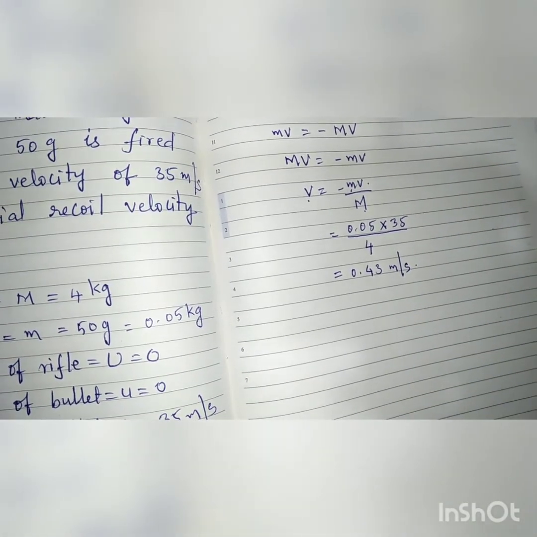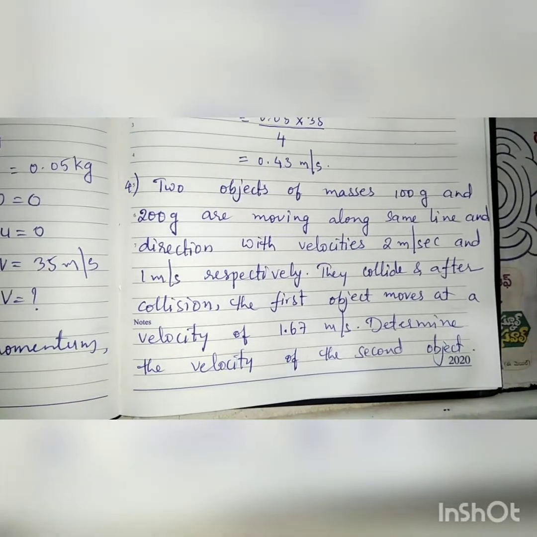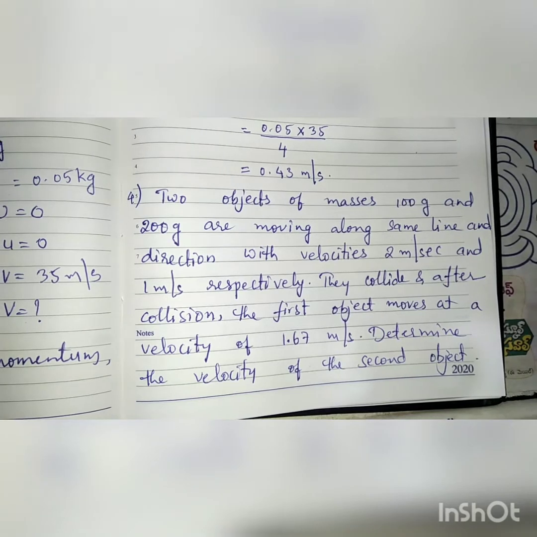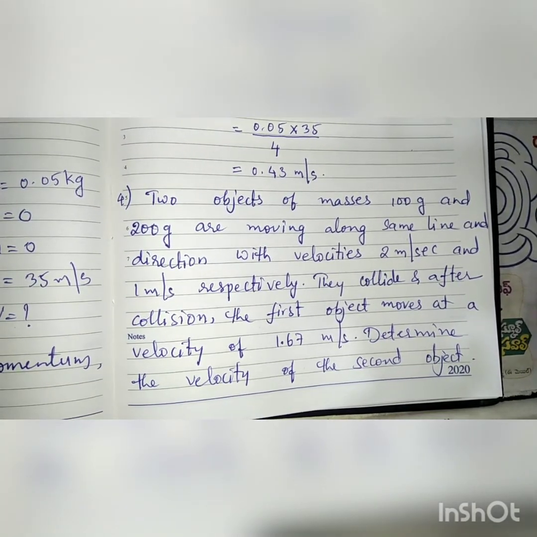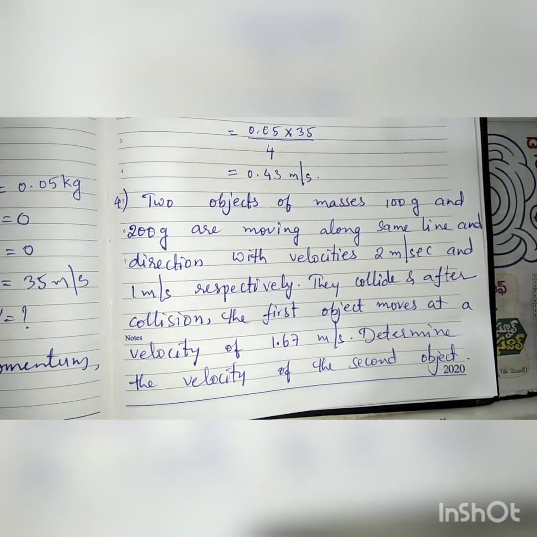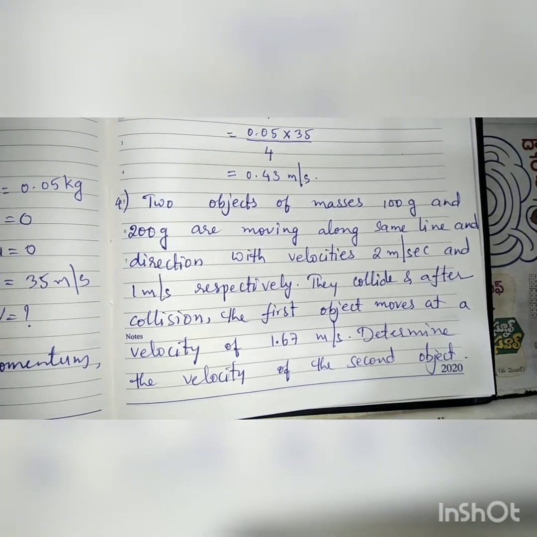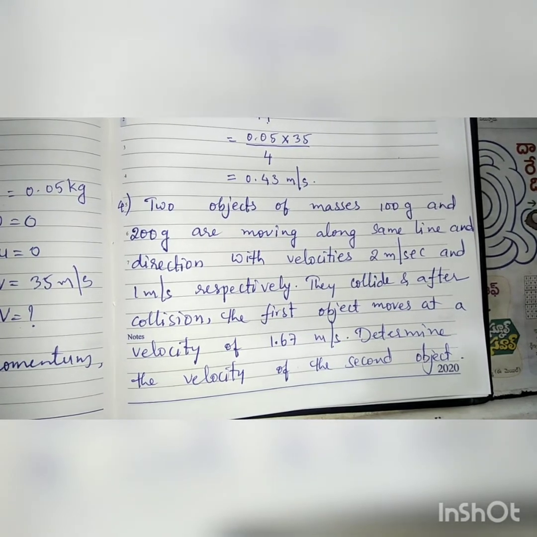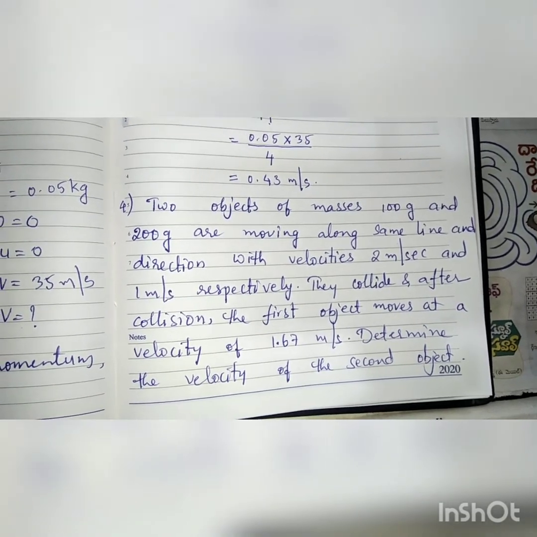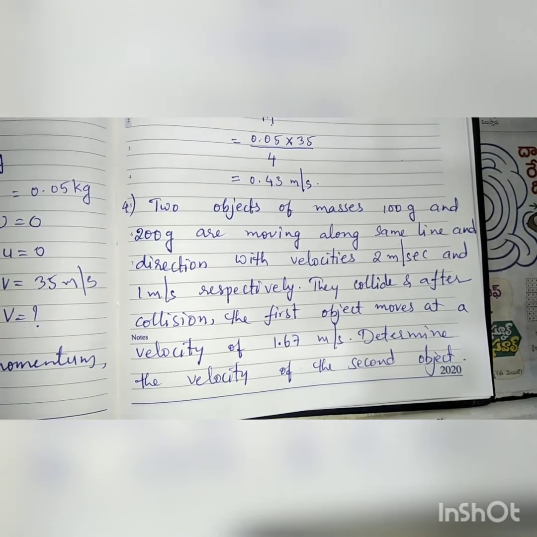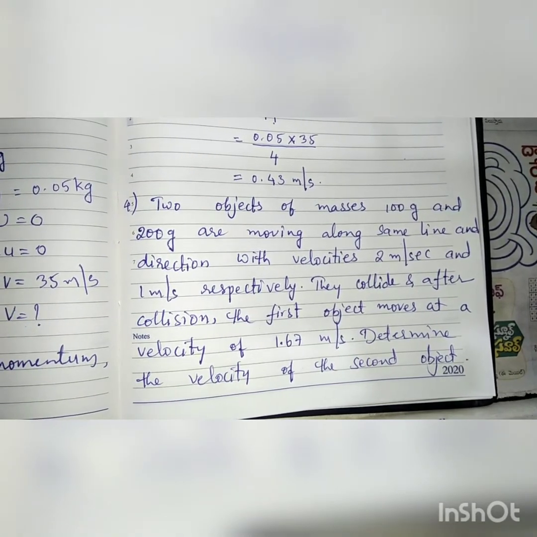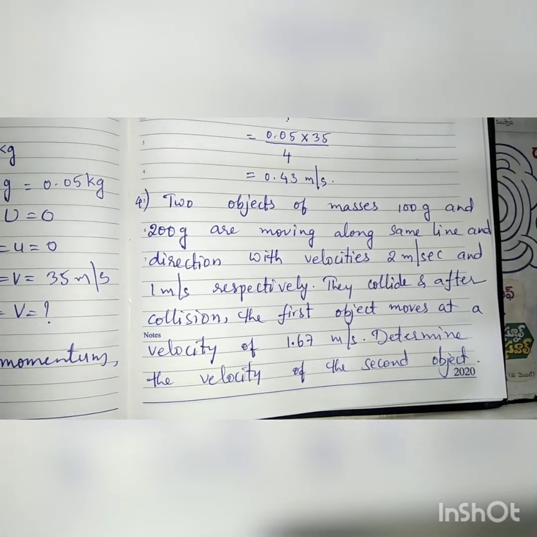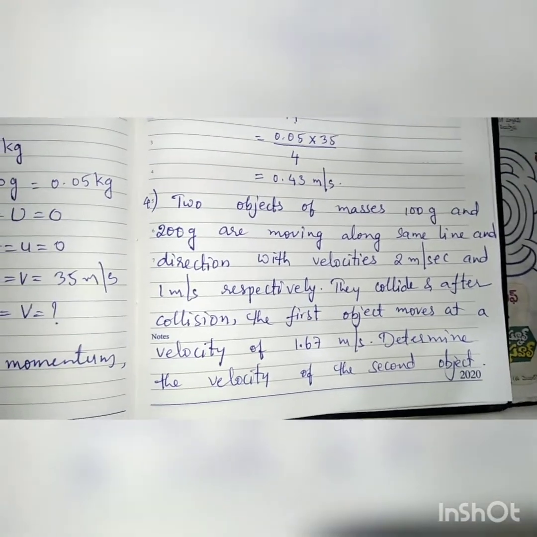Now let us see the next question. Coming to the next question, in second blue box, fourth question. Two objects of masses 100 grams and 200 grams are moving along the same line and direction with velocities 2 meters per second and 1 meters per second respectively. They collide, and after collision, the first object moves at a velocity of 1.67 meters per second. Determine the velocity of the second object. Let us see the solution part.